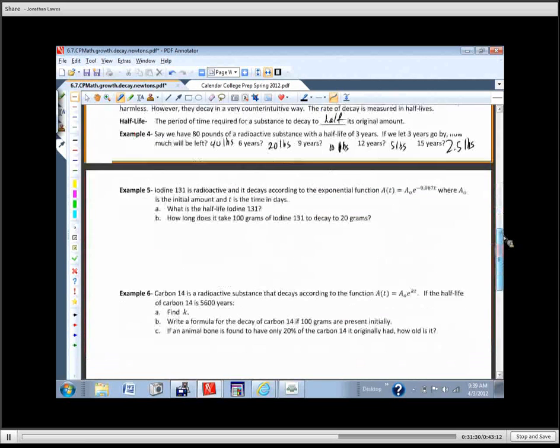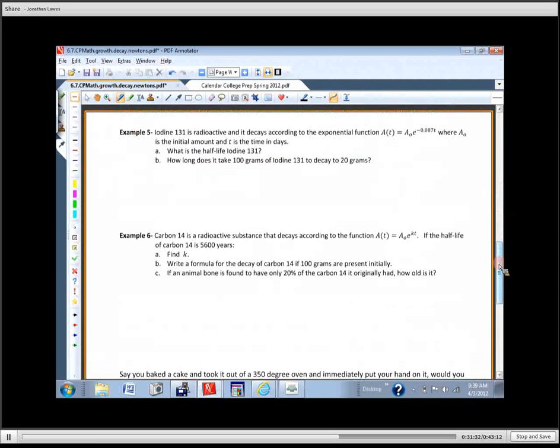Okay. All right. So let's take a look at a problem. There are lots of radioactive substances. Some of them are harmful, some of them are not. Most are not. They're so mildly radioactive it wouldn't affect us. So if we take a look at iodine 131, it's radioactive and it decays according to the exponential function right there.